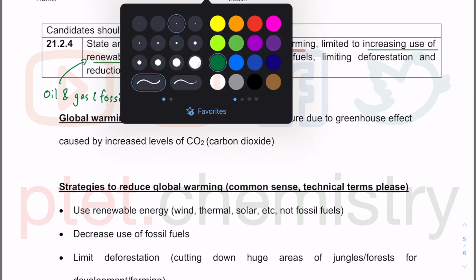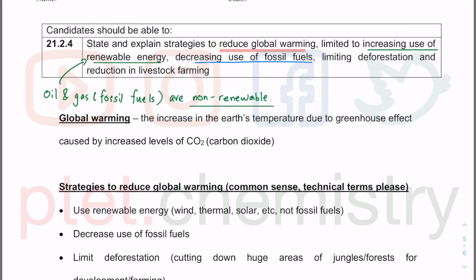Of course, the other strategy would be to decrease the use of fossil fuels. So you will have heard of companies like Tesla. Elon Musk is a very popular guy. He runs the Tesla electric car company. Those electric cars don't run on the traditional fossil fuels. They don't run on petrol. They run with electricity. Now, of course, the other options are like limiting deforestation. Deforestation means cutting down forests.